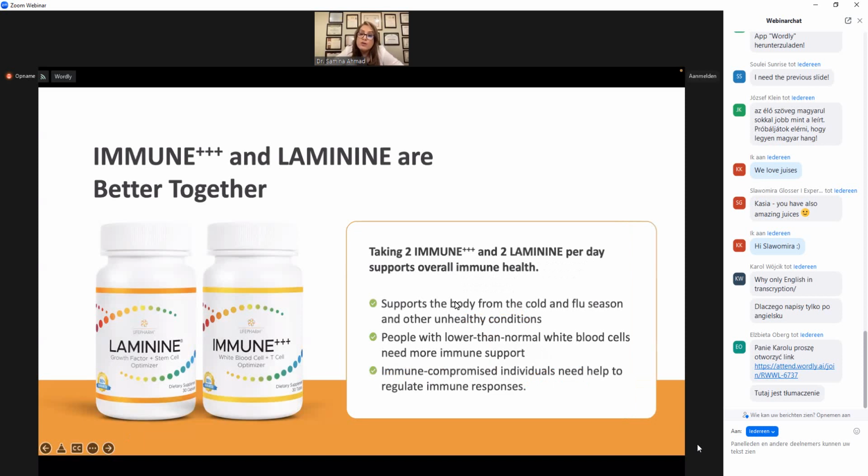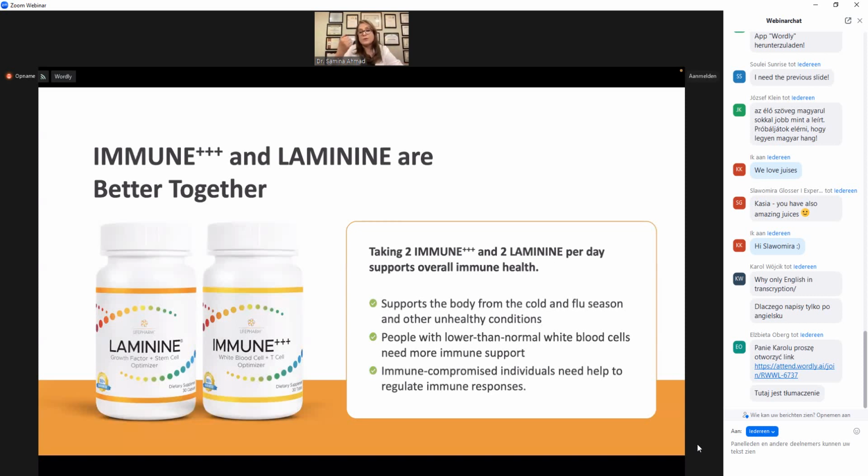Now, taking 2 Immune and 2 Laminine per day, this is where we are at. And this is researched. When you take 2 Immune and 2 Laminine per day, you will support your immune health, and you will start seeing that you're not really falling ill. And I experimented with that myself.